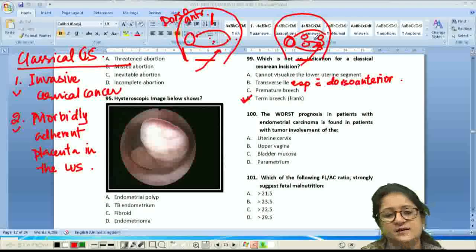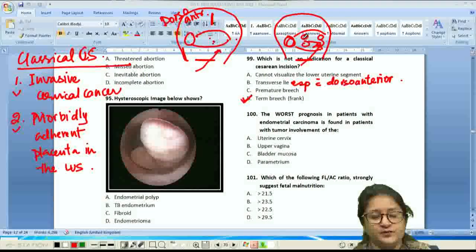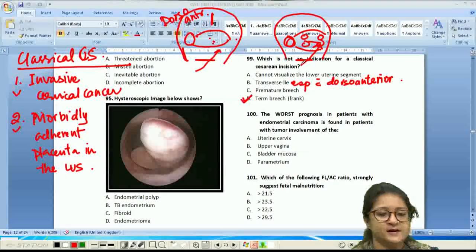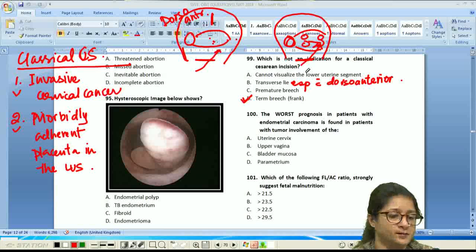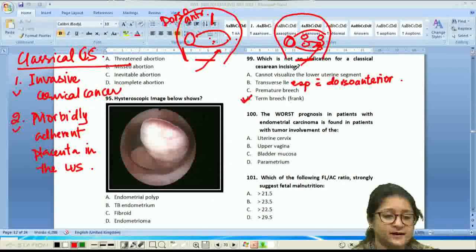Other than that, in transverse lie, when the back is posterior, it is fairly easy. We give an incision in the lower segment, reach out, put the hand inside, grasp the limbs and deliver the baby. It is easier. With premature breech, sometimes we might need to do a classical cesarean section.